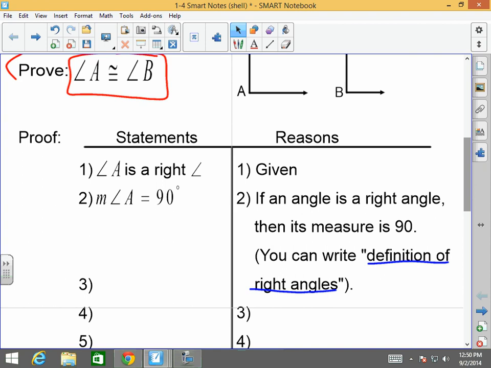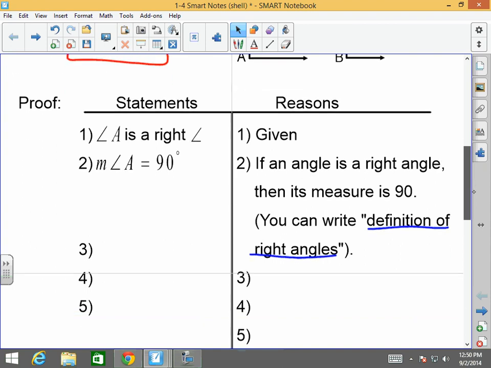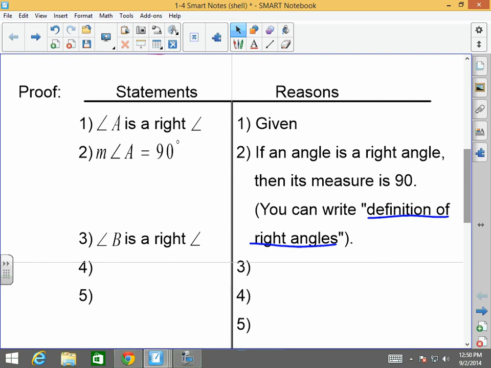If anyone is confused, again, why? Why could you do that, Mr. Moore? Because you know the definition of right angles. The definition of a right angle is an angle that measures 90. Next step. That's about all I can take from the given information at this point. Step 3. Angle B is a right angle. How do you know? Because it was given. And if angle B is a right angle, y'all, what do we know about the measure of angle B then? You're absolutely right. The measure of angle B equals 90 degrees. Why? Thank you, son. Definition of right angles.